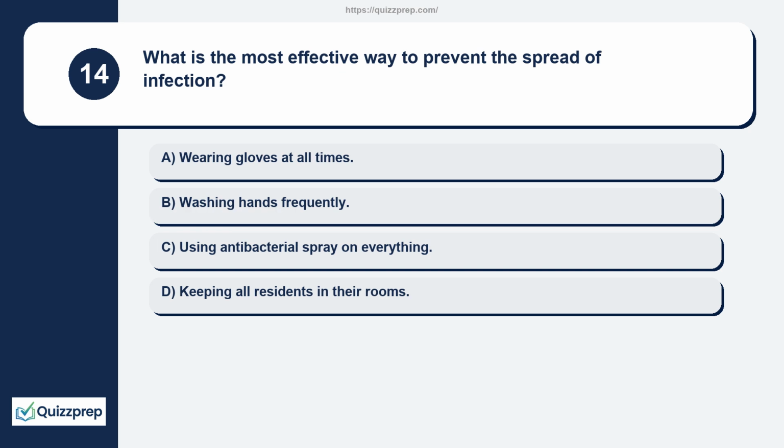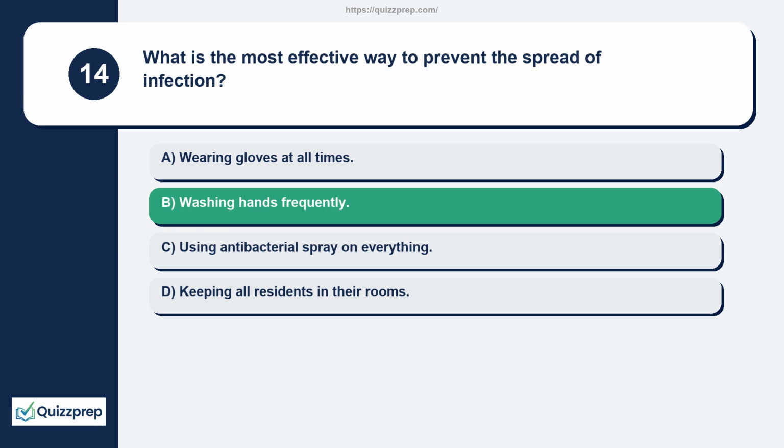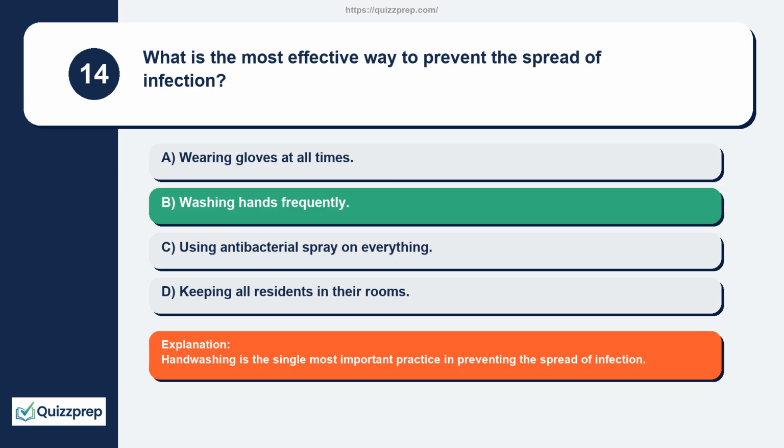Question 14. What is the most effective way to prevent the spread of infection? Wearing gloves at all times. Washing hands frequently. Using antibacterial spray on everything. Keeping all residents in their rooms. Hand washing is the single most important practice in preventing the spread of infection.